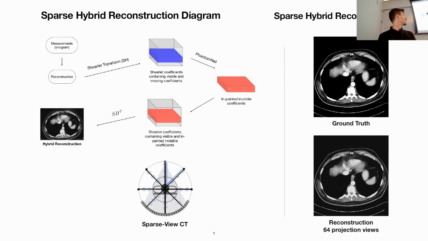As a brief aside, in sparse view CT, we can see through the blue nodes that these parts are actually the invisible parts, but we'll get a closer look at this in a bit.